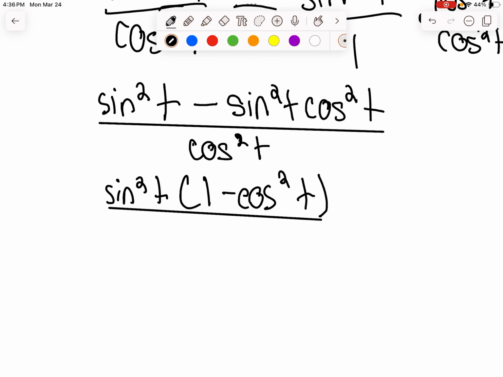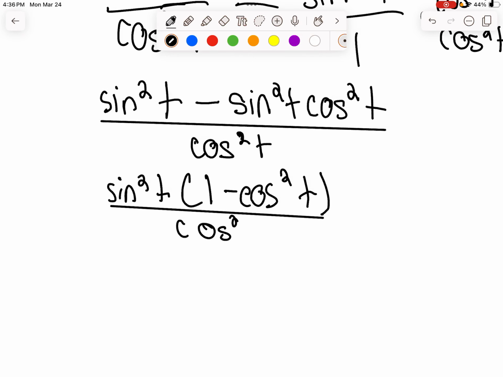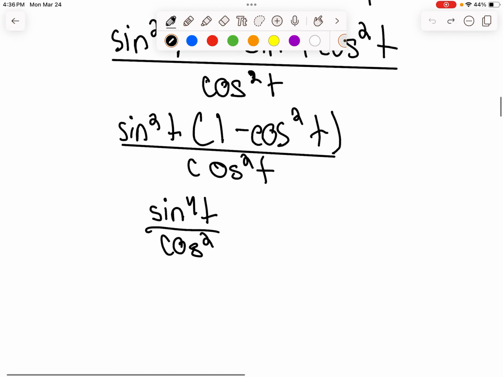Oh, I almost forgot the denominator. Silly me. So now we have sine to the 4th t over cosine squared t. Which is really close to our original answer. We just need to do one more thing.